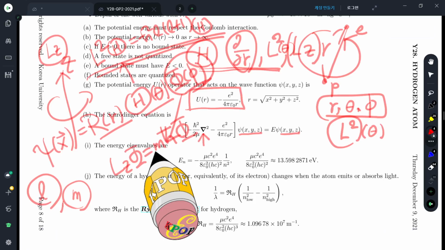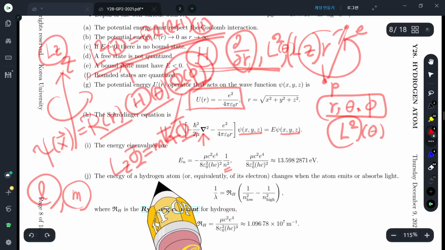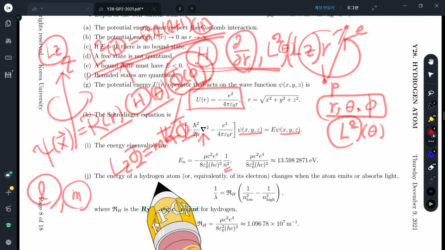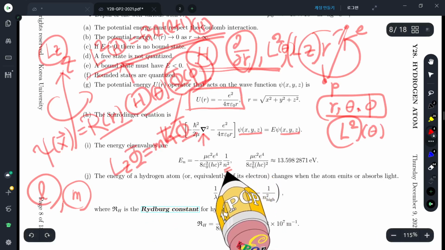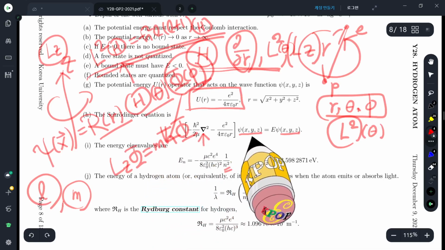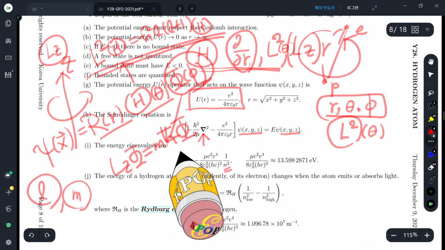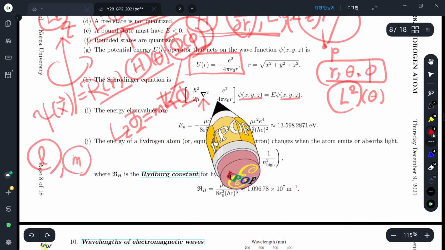And then the energy level is determined by the total energy level, neglecting any other interaction except for the electrostatic force between the proton and the electron. The energy level is completely determined by this quantum number, the so-called principal quantum number. I do not want to solve this problem. We are not ready to solve this Schrödinger equation. If you are a physics major, two years later, you have a chance to solve this problem explicitly. All right, so the energy level is determined like that.